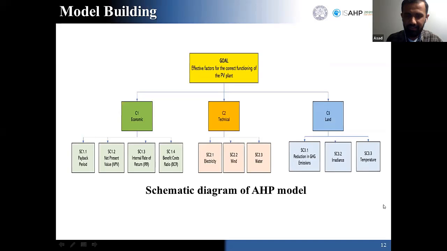Sorry, I didn't get it. I couldn't see any social and environmental aspects or factors. Actually, temperature and irradiance are an environmental impact, you can say, and also carbon emissions. But we did not include social because, as we have.